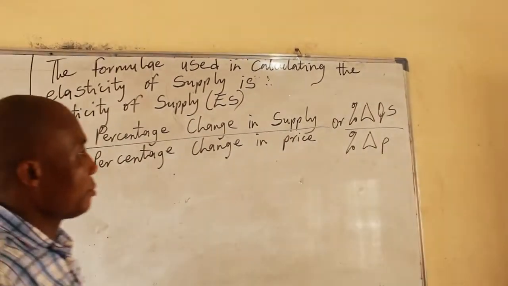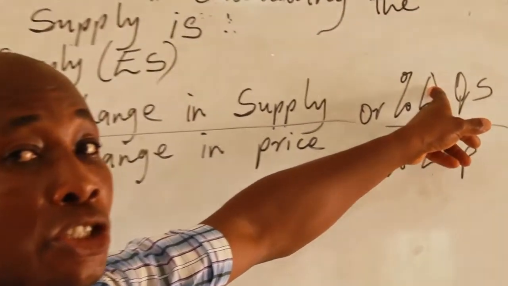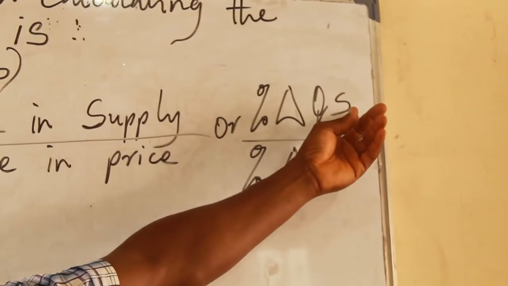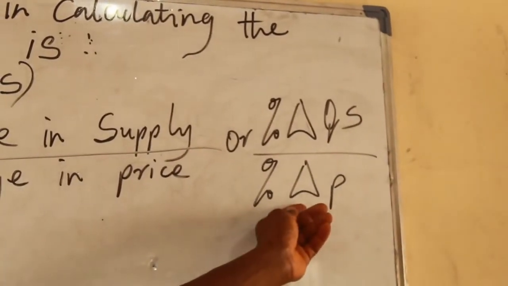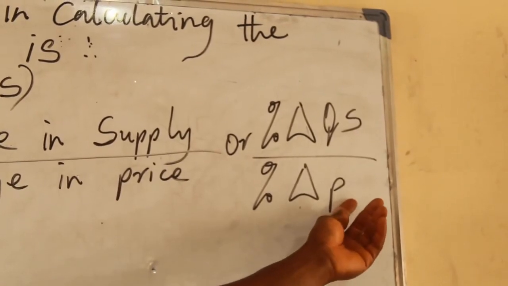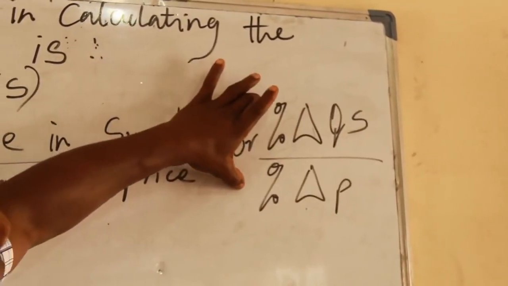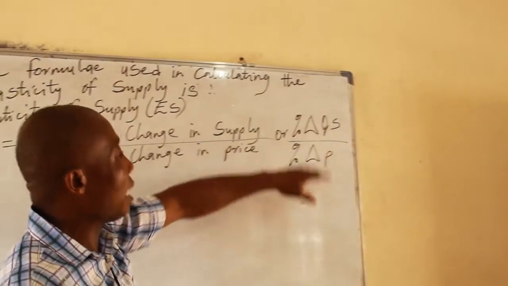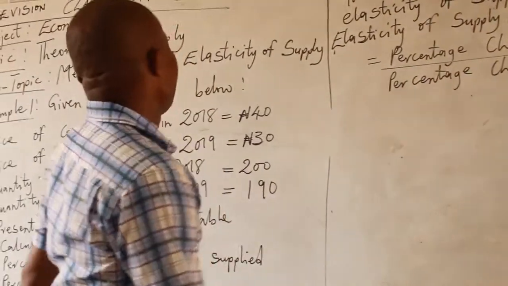In economics, this small triangle represents change, this Q represents quantity, and this S represents supply. Then the same thing here. The P represents price, and this is just the normal percentage sign. You either use this formula or you use this one. Now look at example 1.